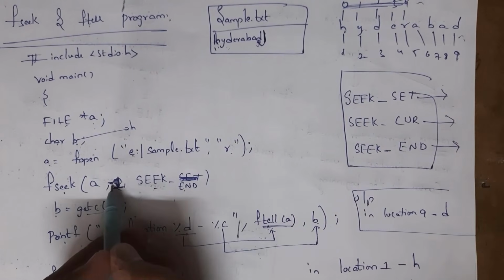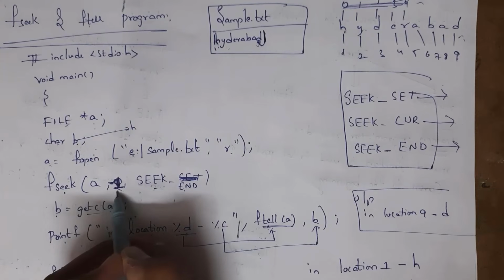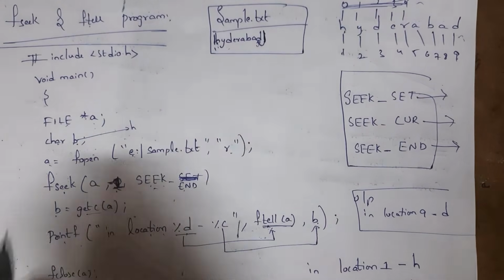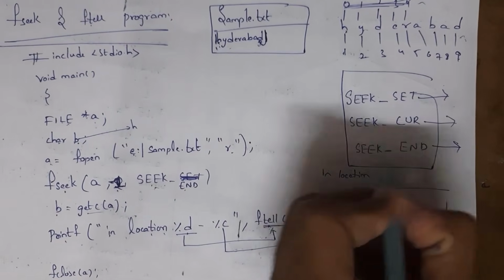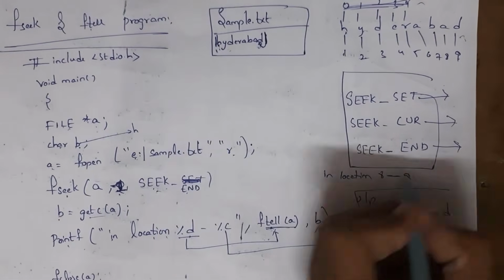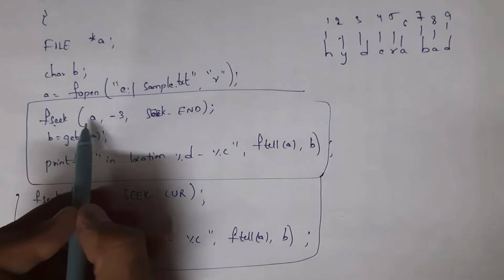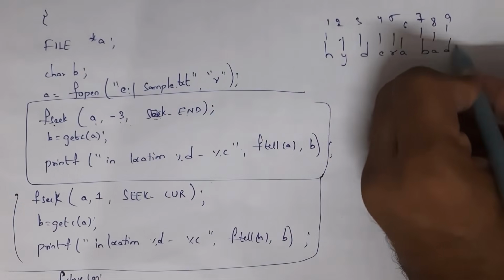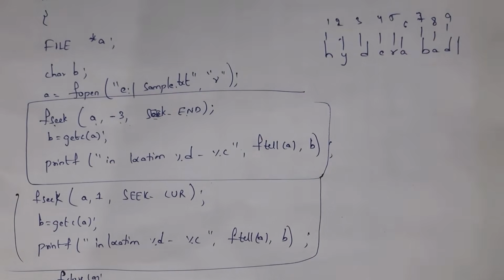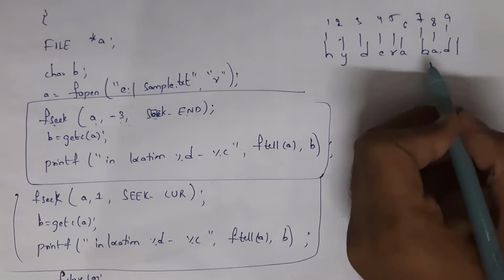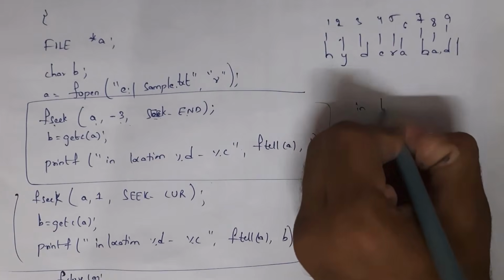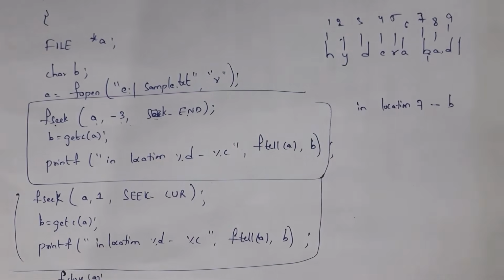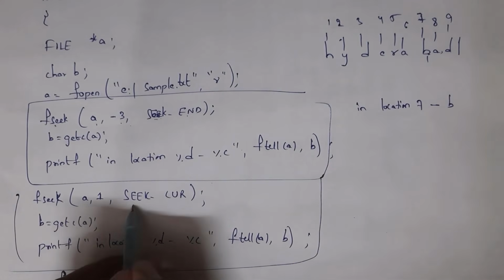For example, if I write here -2, then it will go 2 positions backward. So I will get output as in location 8. In location 8 the character is A. This is my output. For example, if I write here fseek A comma -3 comma SEEK_END, at first it will place my cursor at the last position, and then it will move 3 positions backward, 1, 2, 3. So I will get output as in location 7 B. This is my output. And next I will explain what is the use of SEEK_CUR.